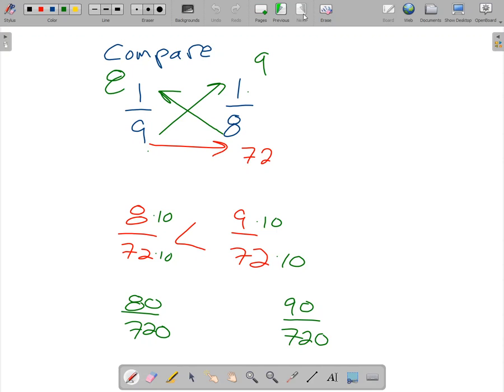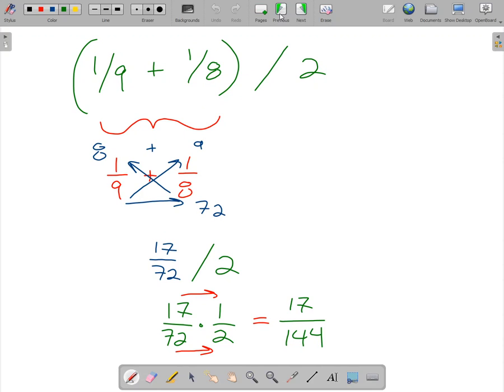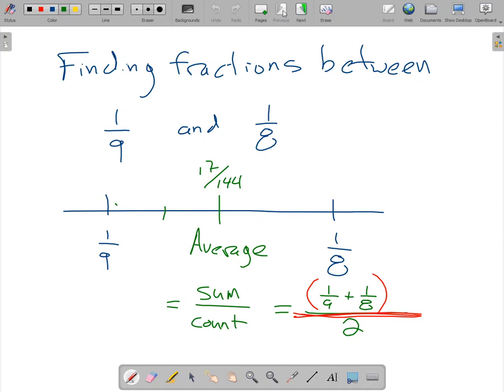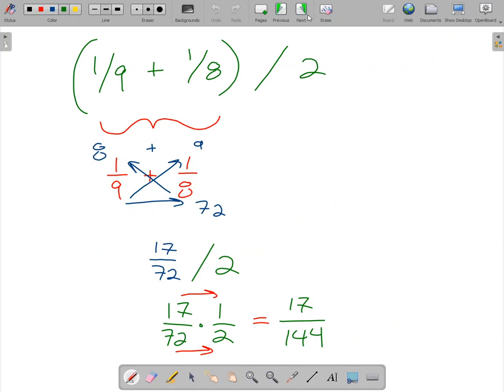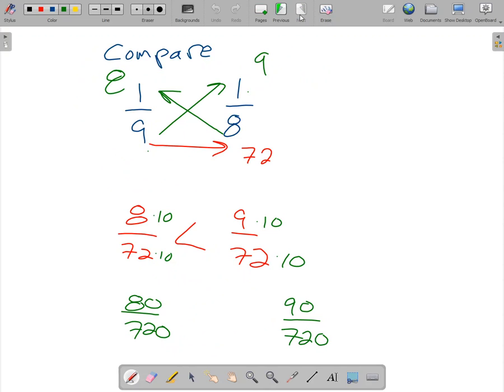Not there. Where is it? Oh, where'd it go? Am I missing a page? Oh yeah, this one is it. Okay, right here I was looking for. Yeah, so we can find lots of numbers in between there.